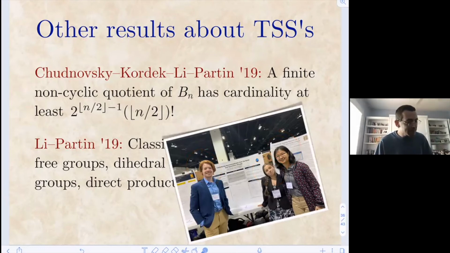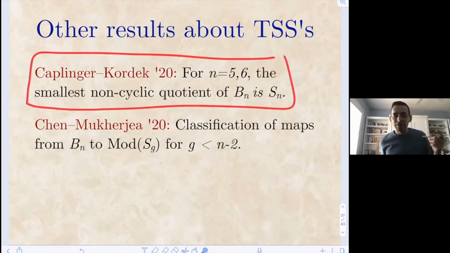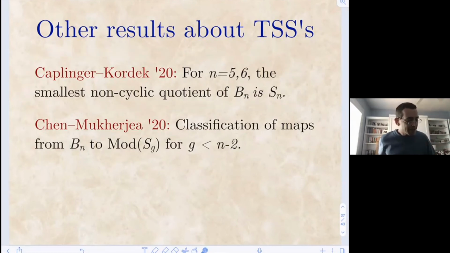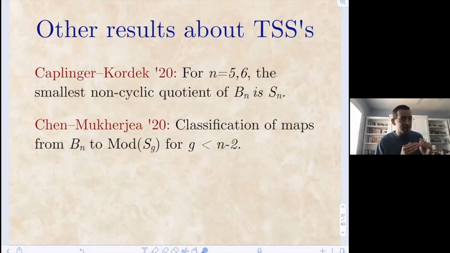And two other recent papers. Kaplan and Kordek proved or answered my question for n equals 5 and 6: the smallest non-cyclic quotient of B5 and B6 is the symmetric group. And this last one is a paper I received in my email last night, which uses the same idea of totally symmetric sets, not to go from braid groups to braid groups, but from braid groups to mapping class groups of closed surfaces, which we mentioned at the beginning.